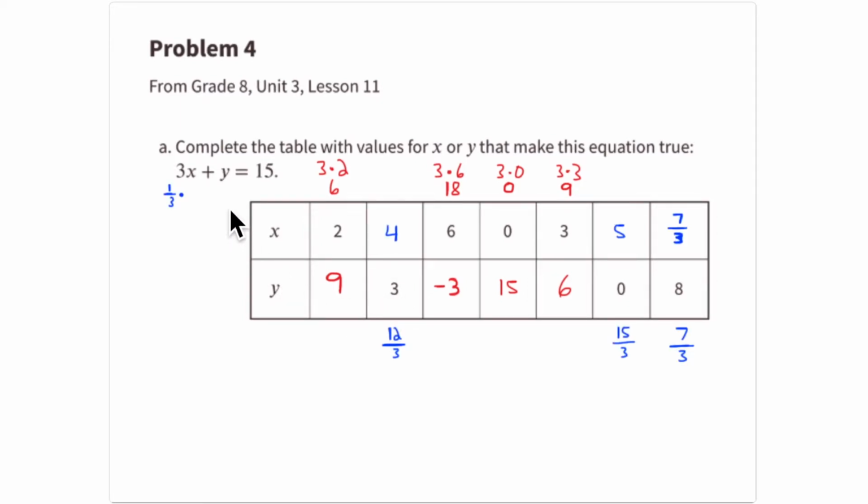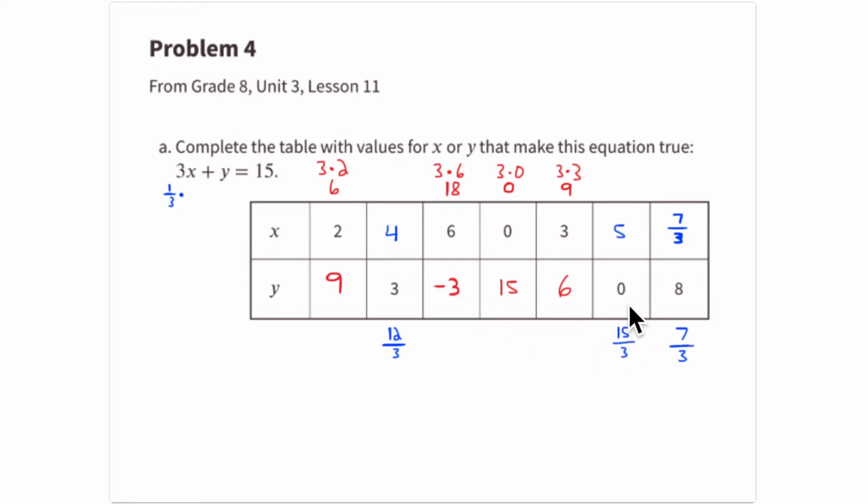Well, if you're given y, you add the additive inverse of y to 15, and then you take 1/3 of that. Remember, you have to get rid of this coefficient right here, so you're going to multiply by 1/3. So if y is 3, 15 plus a negative 3 is 12, and then 1/3 of 12 is 4. So 1/3 of 3x equals 12, and 1/3 of 3x is x. So then you have to figure out what 1/3 of 12 is: 4.